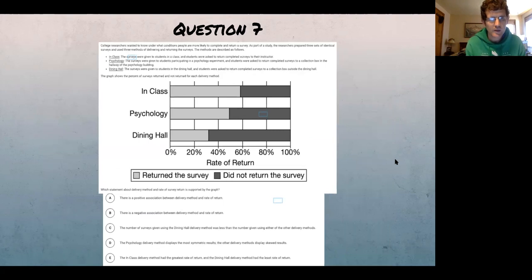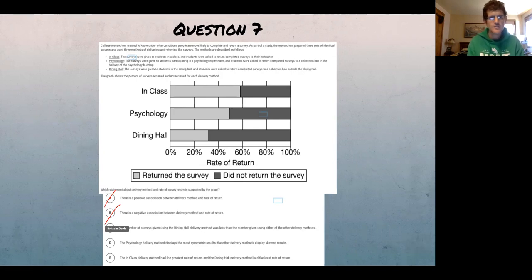Now in this one, we are basically just talking about what statement is correct. Or let me see, what statement about delivery method and rate of survey return is supported by the graph? So we have different forms of giving a survey and the rate that they returned it. And you can see the graph shown there. So there is a positive association between delivery method and rate of return. There's a negative association. These we need to rule out.